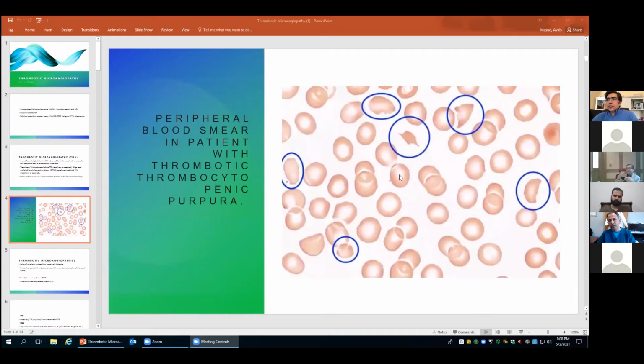And in all these conditions, when you see their blood smear, you will see schistocytes, the cells that are broken cells. It's almost 100%, that's a basic finding of that particular disease. In all TMA, you will see schistocytes. Without schistocytes, that's not TMA.